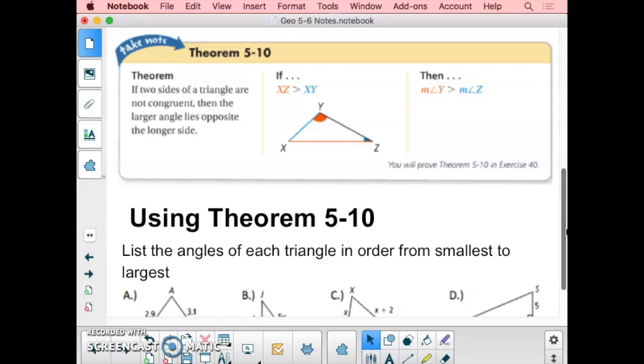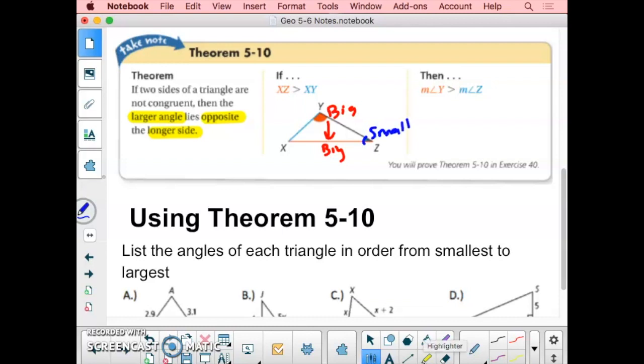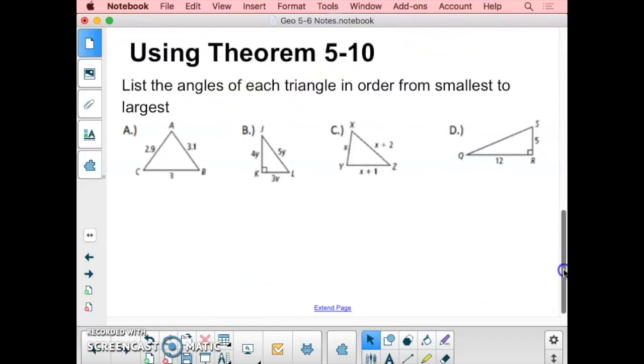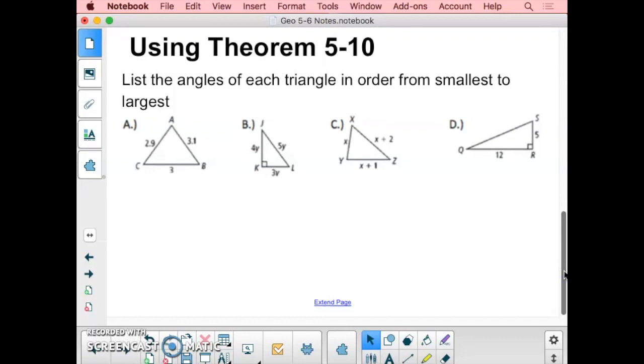All right, so this theorem, you don't need to know the name, but you need to know how to use it. If 2 sides of a triangle are not congruent, so if we don't have an isosceles situation, the larger angle in a triangle is opposite the longer side. So what that means is big angles are across from big sides, and small angles are across from small or short sides. So the application of that is, if they give you a bunch of side lengths, you can decide which angles are the biggest and which angles are the smallest.